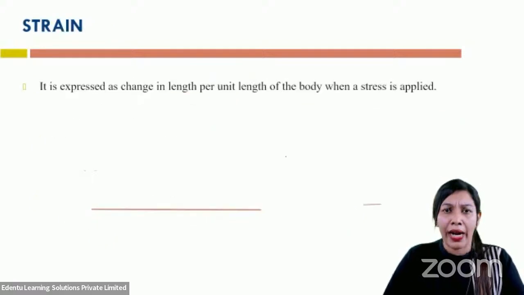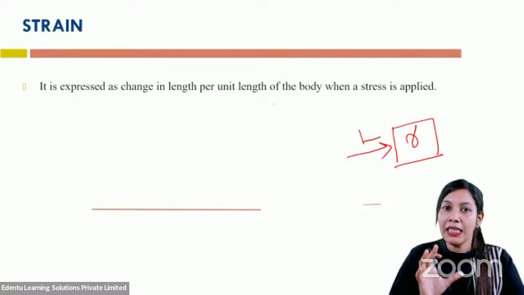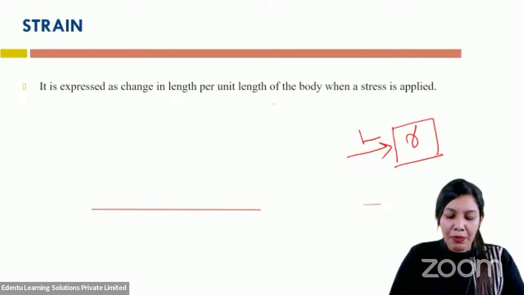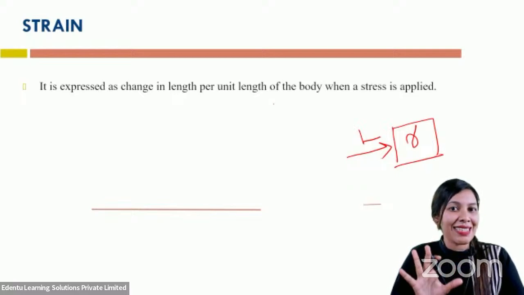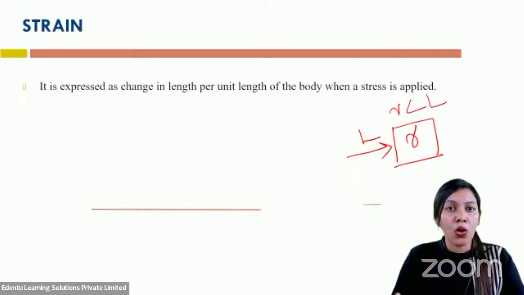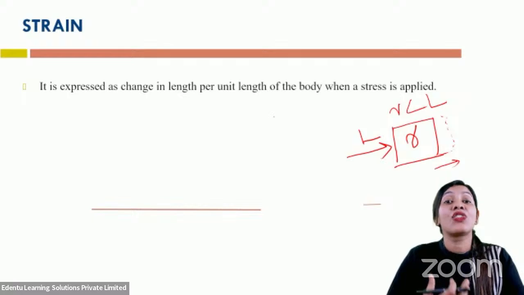So what is strain? As I said earlier, when we apply a load outside, there is an internal resistance developed within the body. This internal resistance is called stress. It resists the load that is coming from outside. Sometimes the resistance is very little and the load is very much more. So there will be slight movement of the body. From this position, it might move to this position. This is called strain. Strain is actually the change in length when a stress is applied.